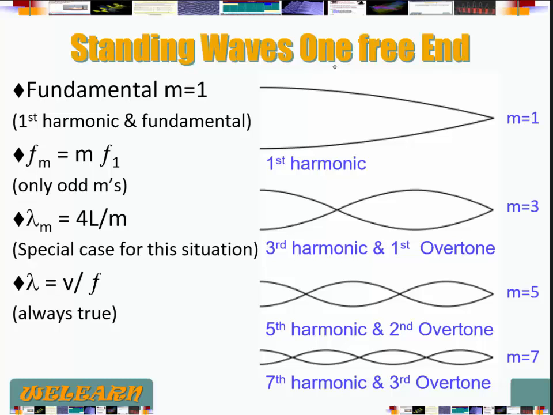What if we have one end that is free and one end that is fixed, like what we see here? At the fundamental frequency, we are going to have a node at the fixed end. So this is the fixed end. And we are going to have an antinode at the free end, resulting in getting only half a segment at the fundamental frequency.